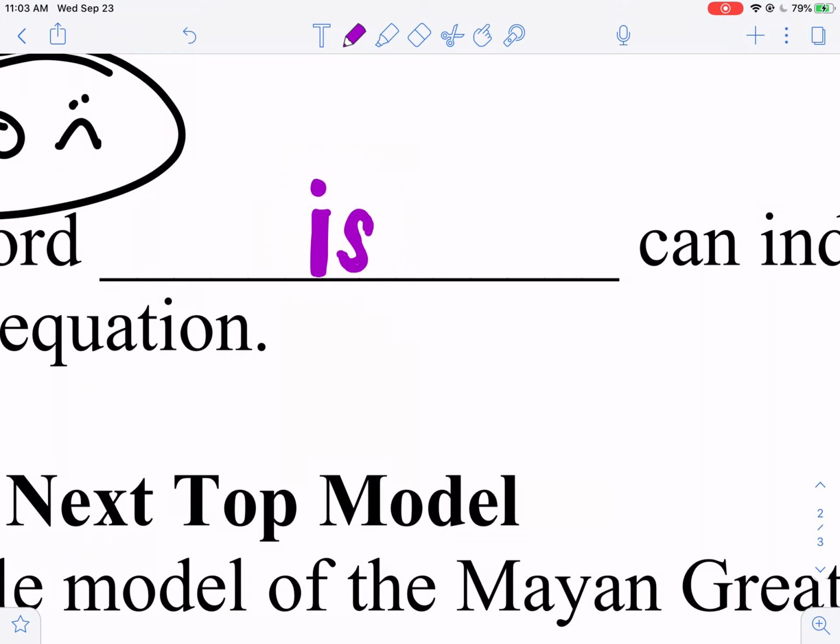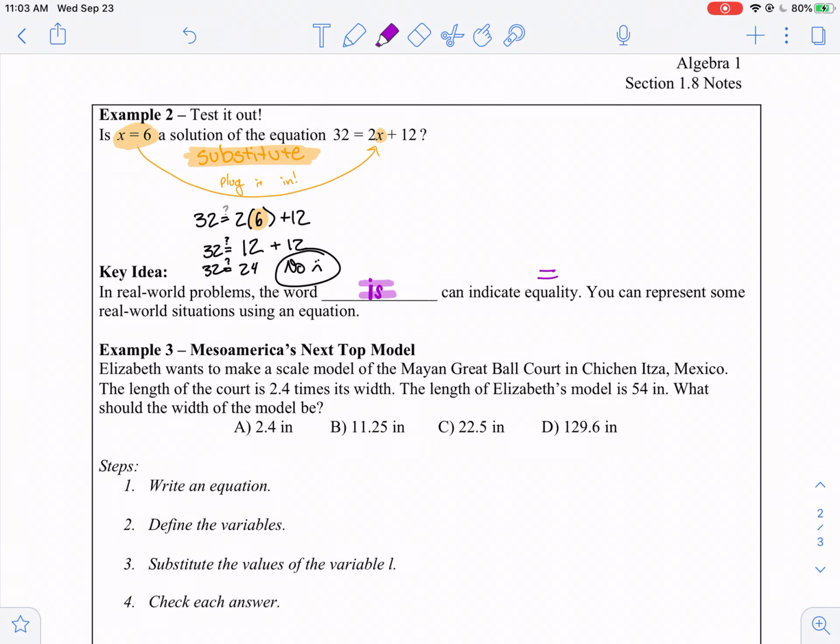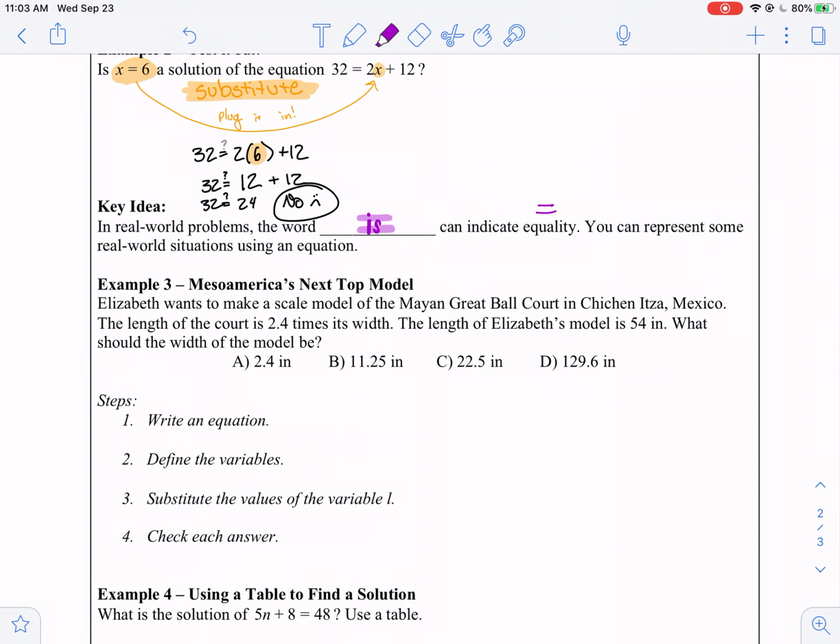I should do like, equals is equals. There you go. So whenever we see "is," that'll tell us we want to put an equal sign there.